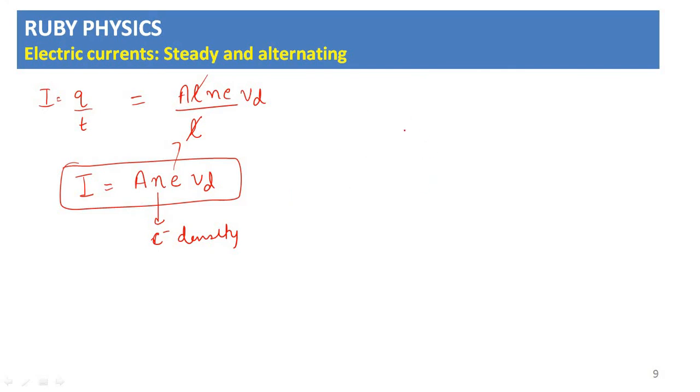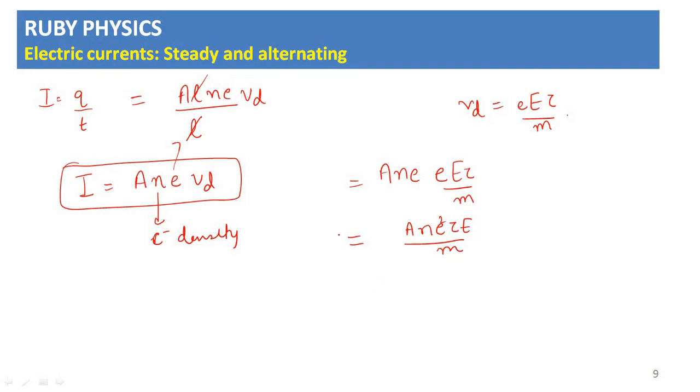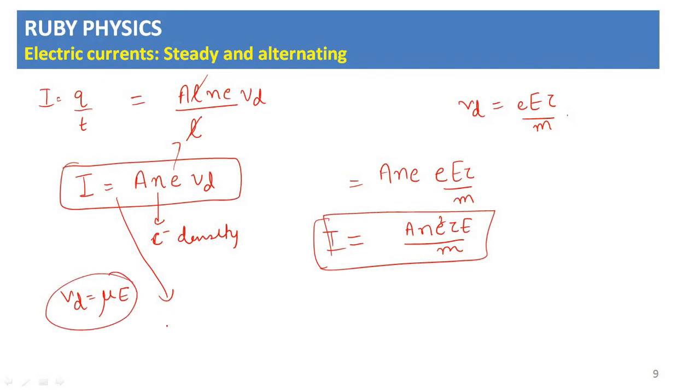In the previous video I derived the relation for the drift velocity: Vd was eE tau by m. So if we know the value of Vd, we can put it here, so it will be nAe times eE tau by m, which is equal to nAe square tau E by m. So there you have one more relation. And one more thing I told you in the previous video was the relation between drift velocity and electric field through mobility. If you put that value of Vd here, I will be equal to nAe mu E.